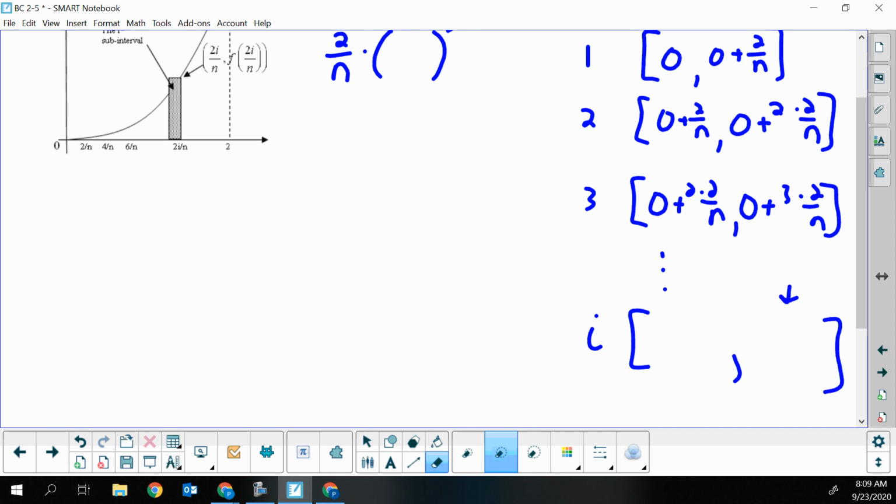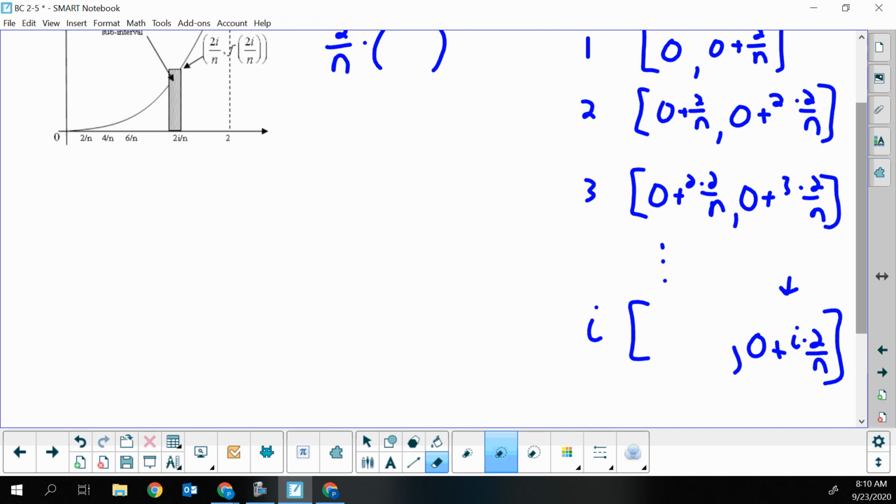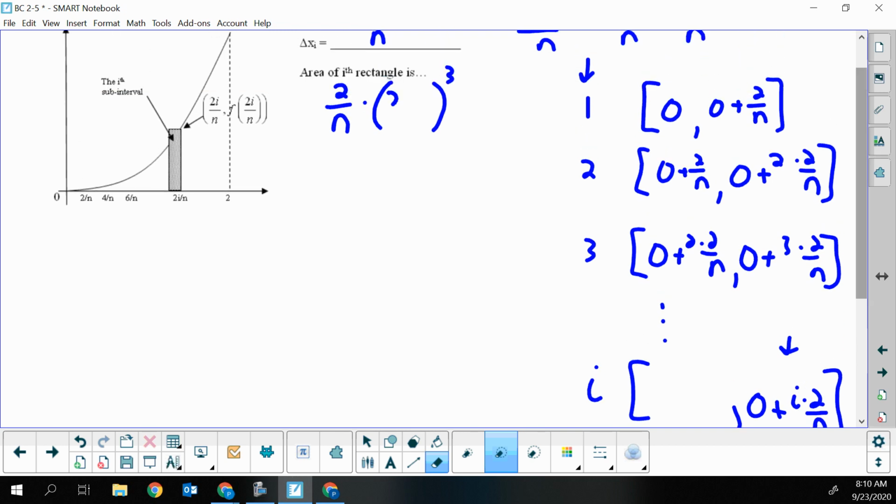We have to imagine if we had a random ith rectangle, we want to know just what is the right-hand reference point, that right-hand x value. Notice what they have in common: they all have a 0 plus some number times 2 over n. That number matches the interval that we're in. So in our ith rectangle, it should be 0 plus i times 2 over n. Well, 0 is not doing anything, so really that's just 2i over n. So the x value we would work with is 2i over n in this case. If the start of our interval had been 3, then we would have had 3 plus 2i over n. But the 0 makes things a little easier.